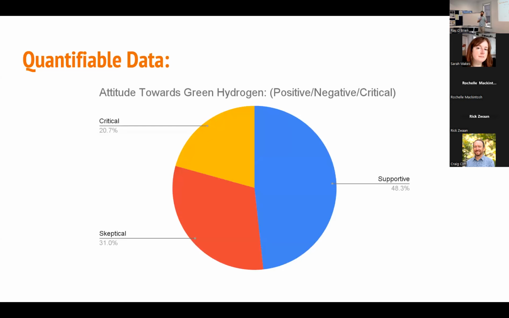So we weren't looking for quantifiable data. Most of what we were looking for was only stuff we could find through linguistic discourse analysis. However, we did find some, and there was some very useful stuff. So we've lumped them into supportive, skeptical, and critical.